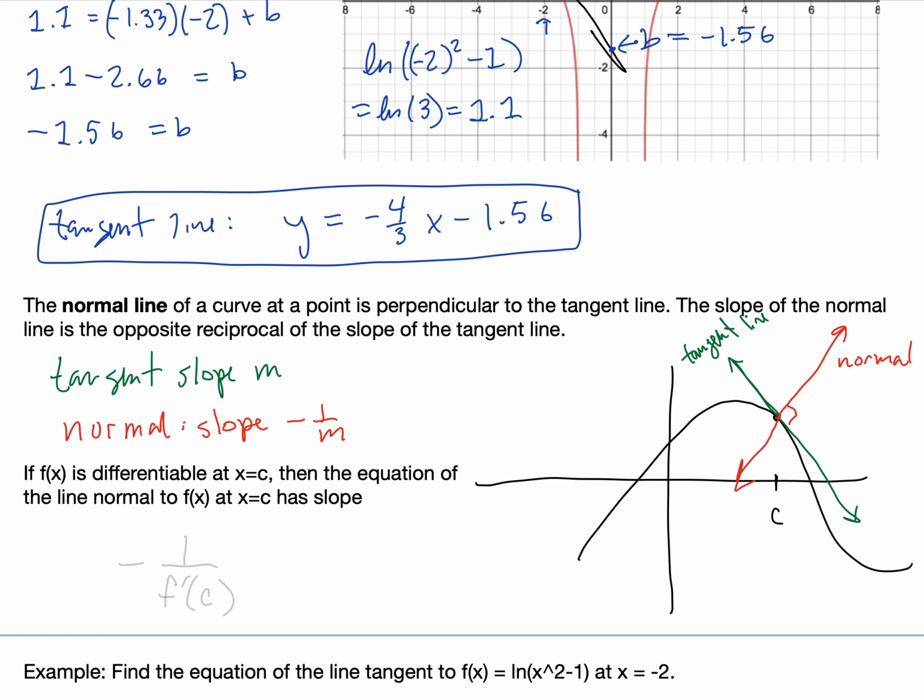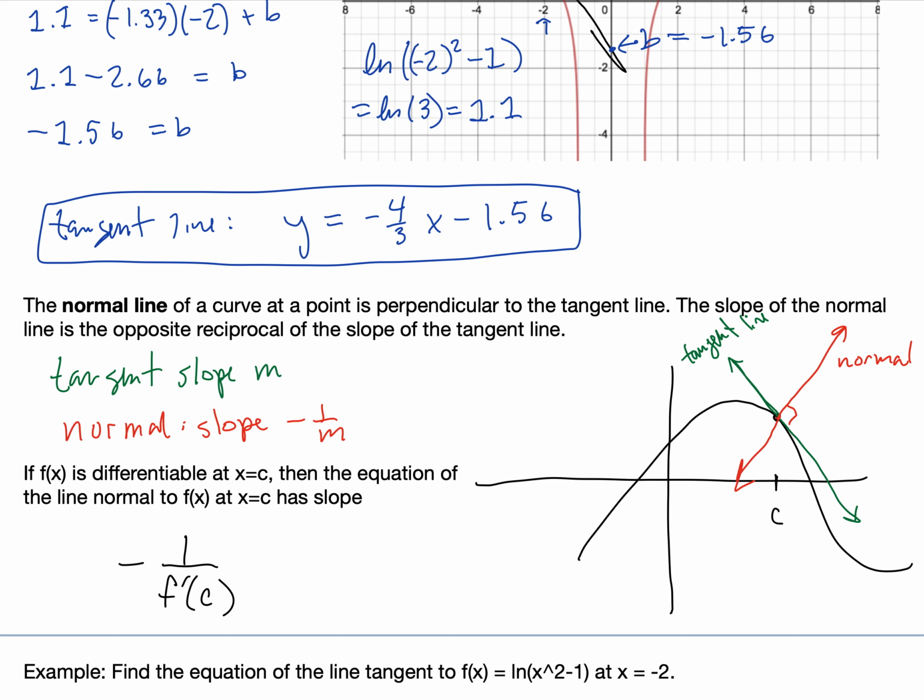And so that means that if f of x is differentiable at c, then the equation of the normal line to the function f of x at x equals c has slope negative 1 over f prime of c. Negative 1 over the derivative at c, because the slope is the opposite reciprocal of the slope of the tangent line.